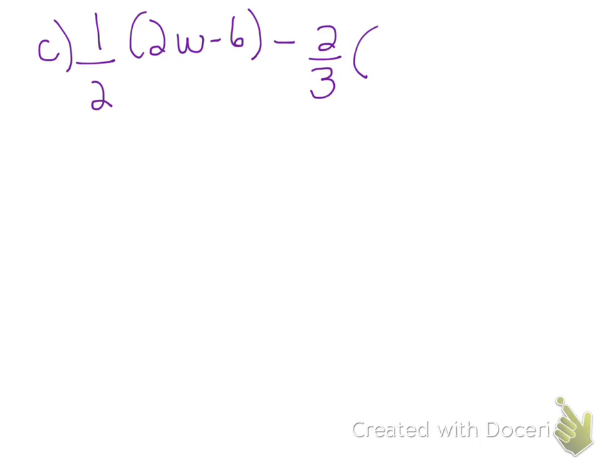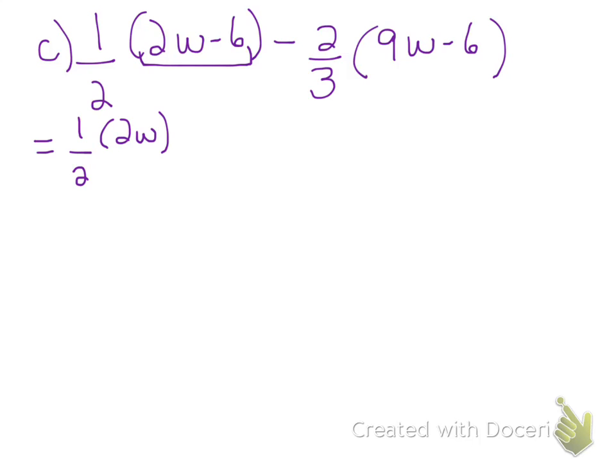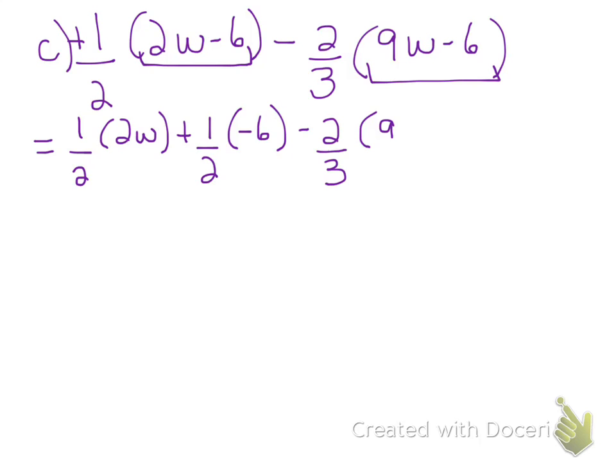Example C, not sure if this is in your sheets, but now it's with fractions. So 1 over 2 bracket 2w minus 6 minus 2 over 3 bracket 9w minus 6. This is a lot trickier with fractions. We're going to distribute the 1 over 2 to these two terms. So we have 1 over 2 bracket 2w. There's a plus in front of the 1 over 2. So plus 1 over 2 bracket negative 6. Here we're going to distribute negative 2 over 3 to positive 9w.